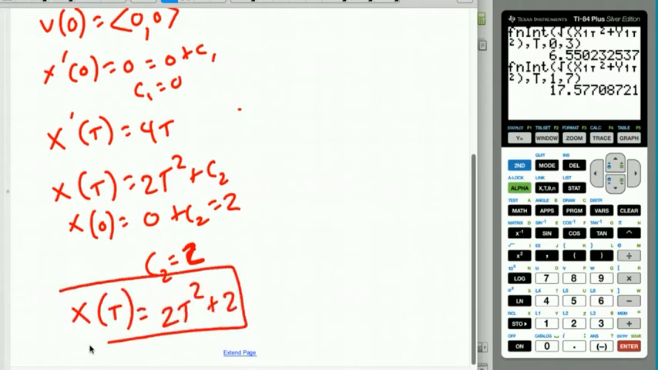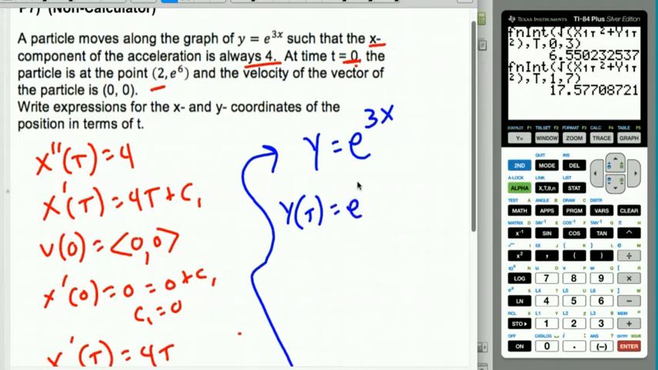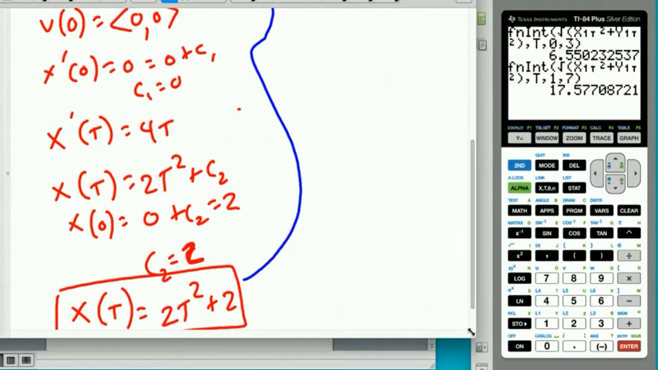So once I know that half, that half's done. Well, now I go back up, all the way up, and I say, oh, look, y equals e to the 3x. That's the curve this thing's on. So my y of t is e to the 3, and then in place of the x, I think it was 2t squared plus 2.